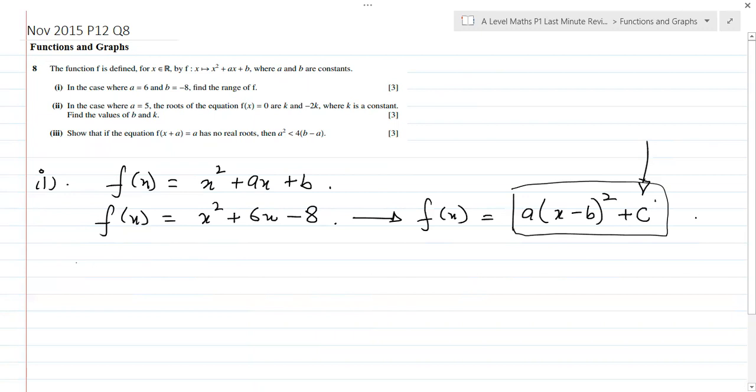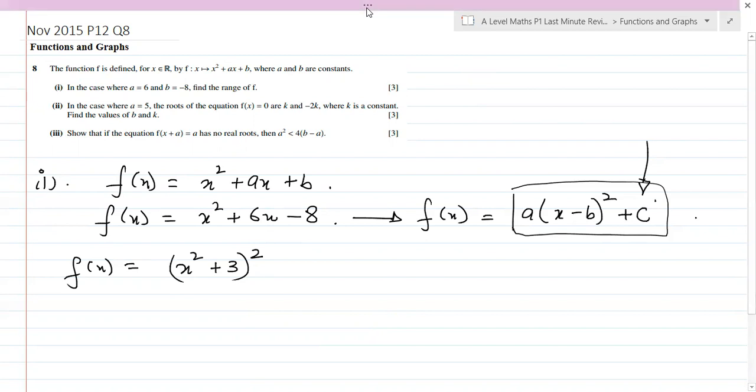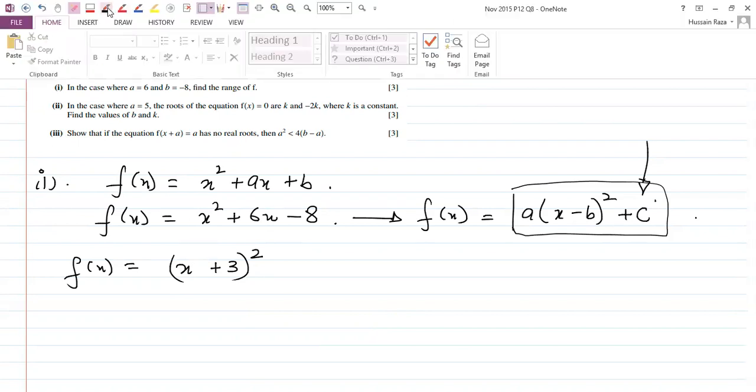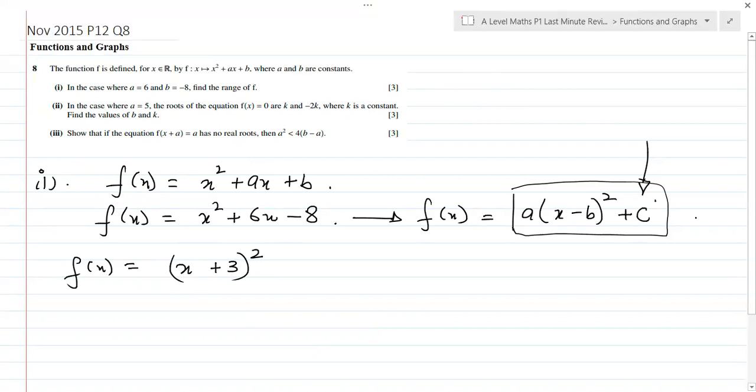So we do completing the square on this, we get f(x) is equal to x plus 3 squared minus 3 squared, and the same thing over here, minus 8. We get x plus 3 whole thing squared minus 9 minus 8. So that's x plus 3 whole thing squared minus 17.